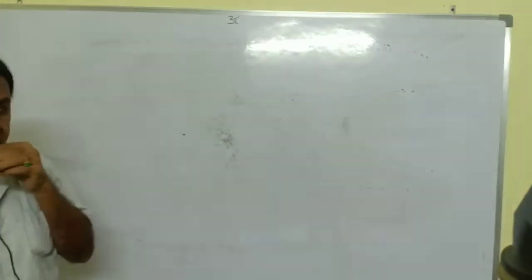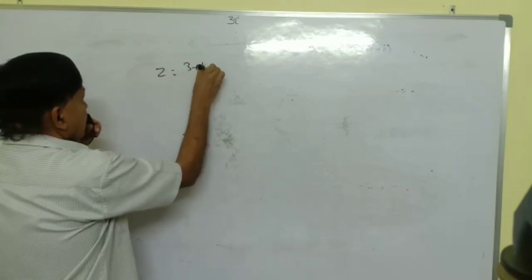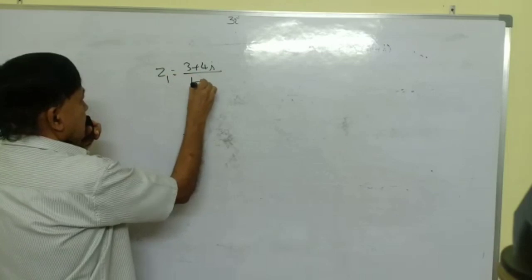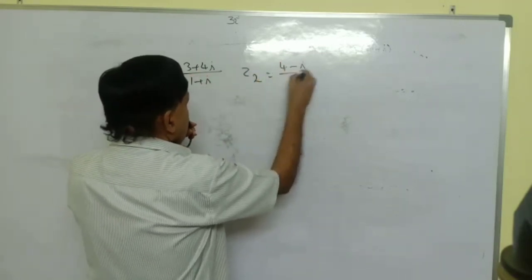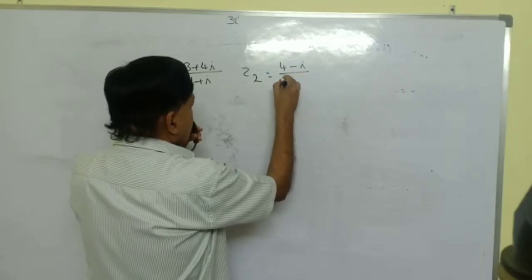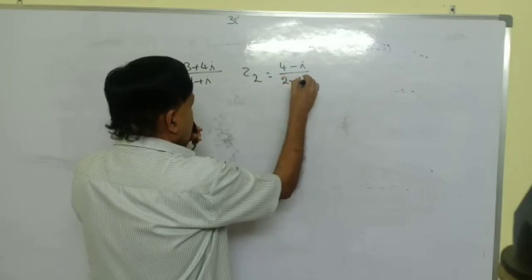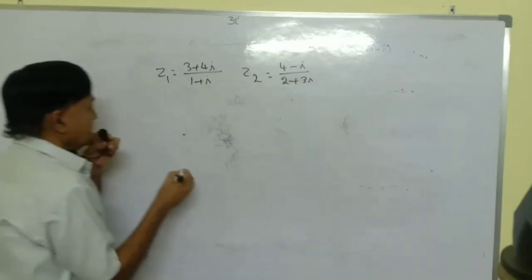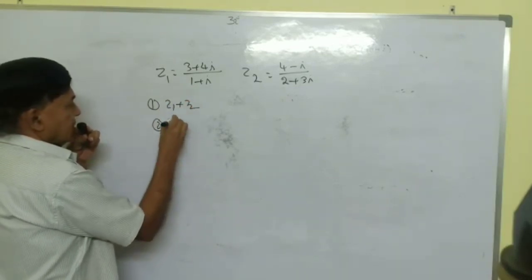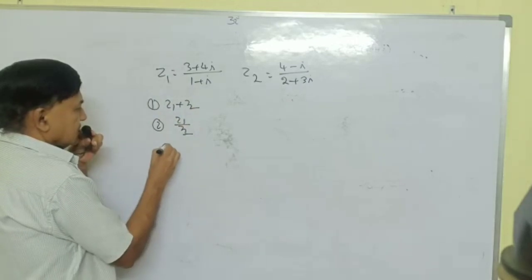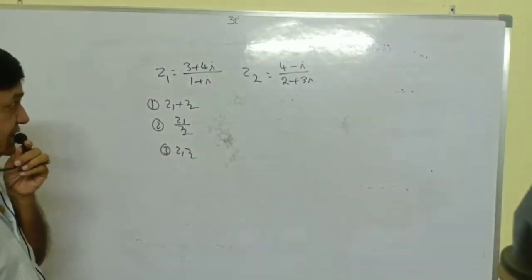The first question is, Z1 is equal to 3 plus 4i by 1 plus i, Z2 is equal to 4 minus i by 2 plus 3i. I want you to calculate Z1 plus Z2, Z1 by Z2, Z1 into Z2. I want you to do all these manipulations.